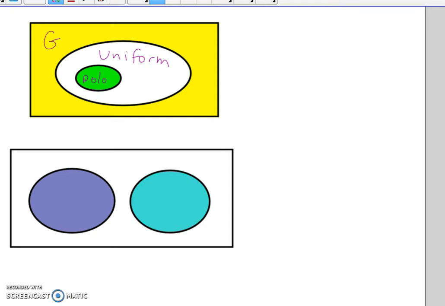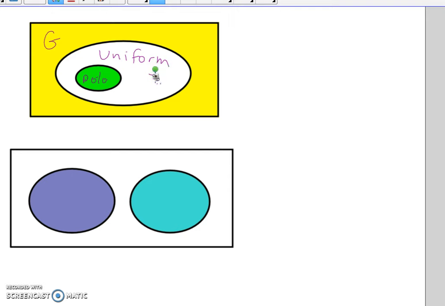Well, because the polo circle is inside the uniform circle, that means that everyone who's wearing a polo is also wearing a uniform. Is that true? Yes. Every one of you that has on a polo has on a uniform. Is it possible to be in this circle, but not in this circle? Yeah, everyone who has an Oxford fits in this part of the circle.